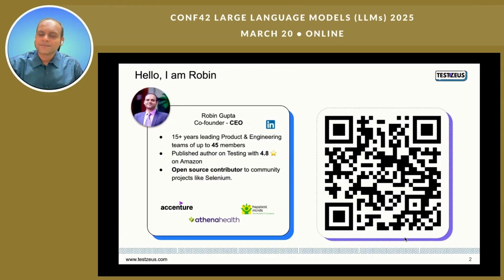I'm Robin Gupta, co-founder and CEO at TestZeus. I have 3 plus years of leading product engineering by AI teams of up to 45 members. I'm a published author on the topic of software testing and automation, and I'm also an open source contributor to projects. Here are a few logos where I have worked in the past, and on the large QR code, you can find more details about us.